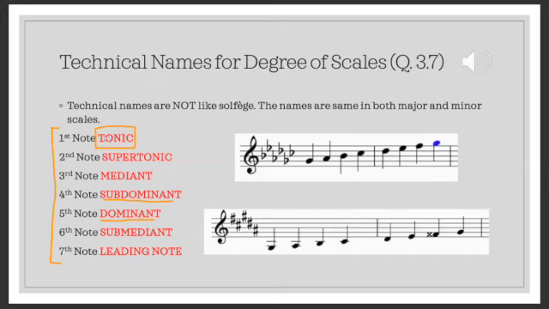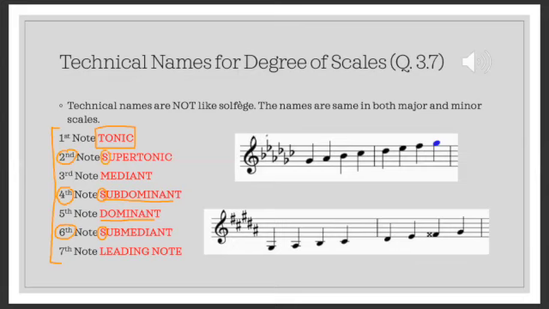Another way you can remember this is by knowing that every second one, so all the even numbers, start with an S. Supertonic, subdominant, submediant. So if you're writing this out and you see 2 S's in a row, then you might spot a mistake. Tonic, supertonic, mediant, subdominant, dominant, submediant, and leading note.